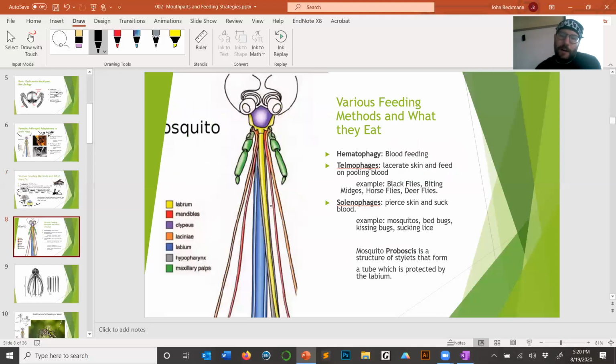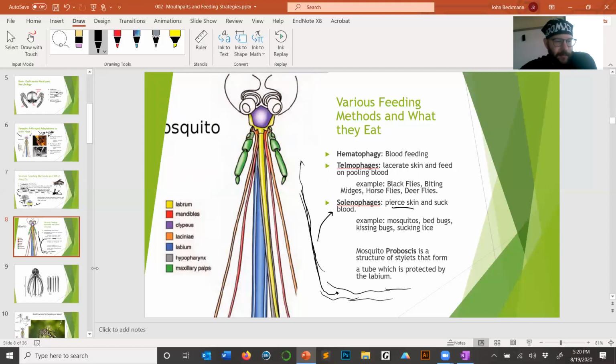And then there are the mosquito-type feeders, the solenophages. Solenophages have essentially evolved a long, flexible needle that pierces the skin and inserts into a capillary. So they're able to find capillaries. They insert their mouthparts into the capillary, and then they suck blood up. This is obviously different from the telmophages, and their mouthparts reflect that.